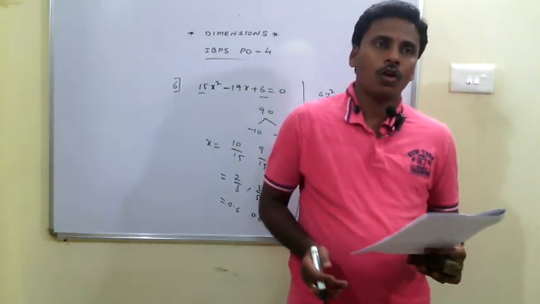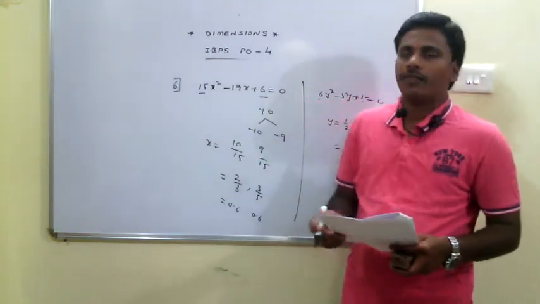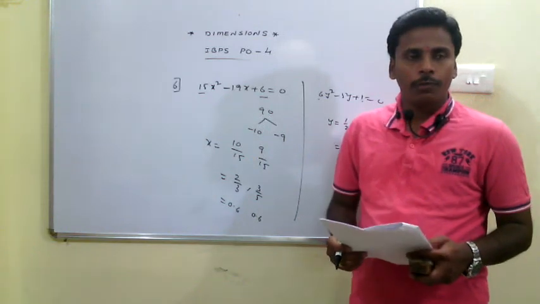There ends the problem. So finally, this is the explanation for the quantitative questions for the IBPS PO 4.